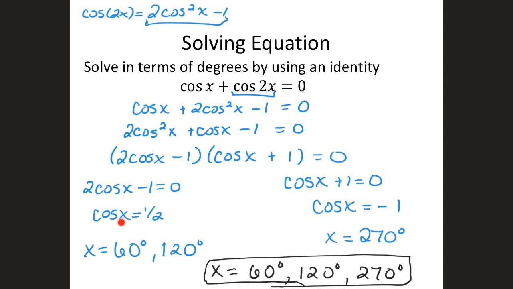I needed when cosine of x was equal to 1/2, and that is true at 60 degrees and 120 degrees. And then my other factor, cosine of x plus 1, I needed when cosine of x equaled negative 1, and that happens at 270 degrees. My full solution set is 60 degrees, 120 degrees, and 270 degrees.